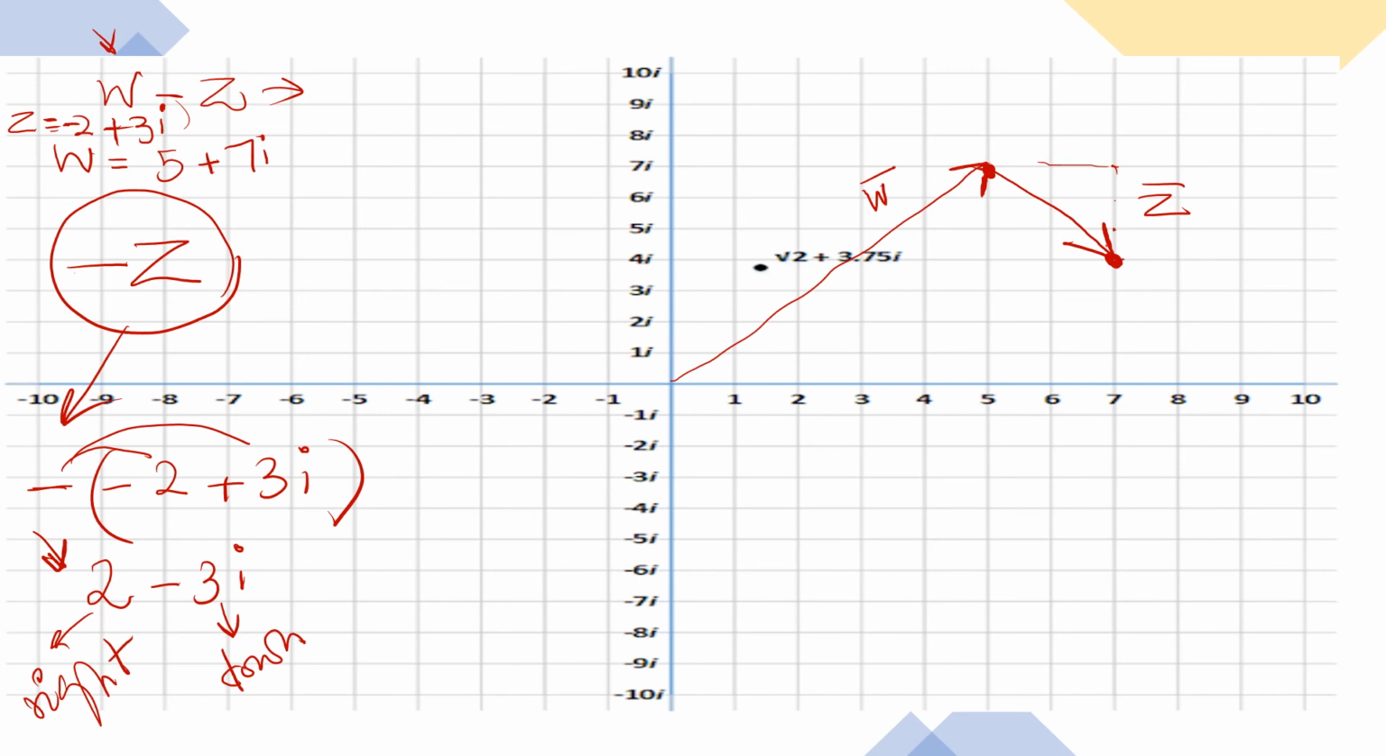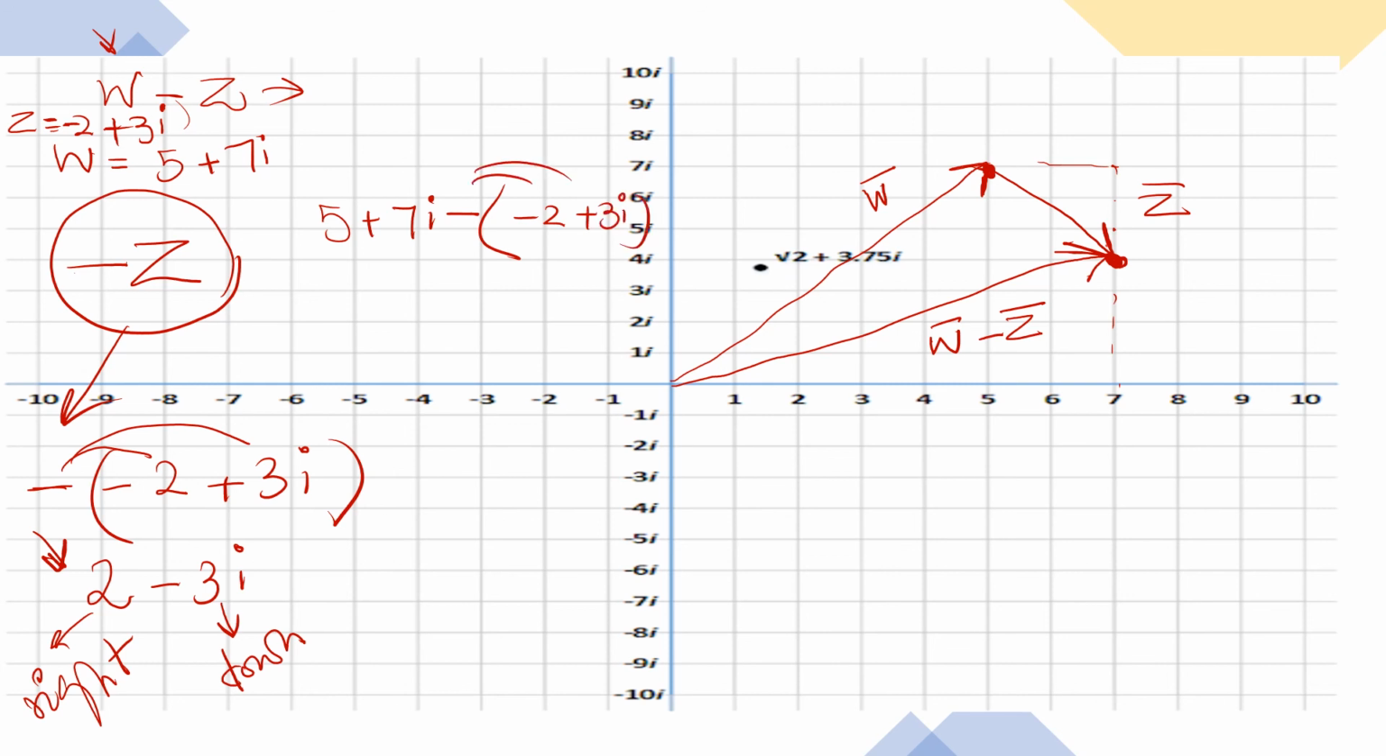Now once it is done, just join this final head of the Z with the origin because it will give you the answer of W minus Z. Now check whether this answer is correct or wrong. So here W is 5 plus 7i minus Z, Z is your minus 2 plus 3i.